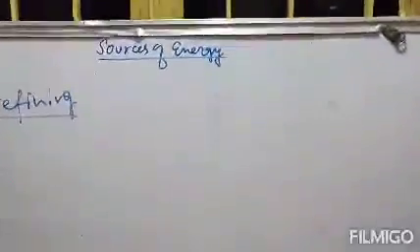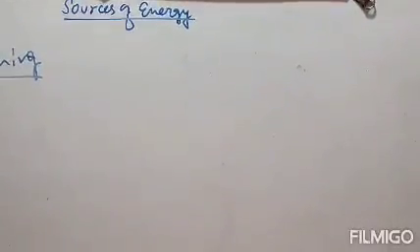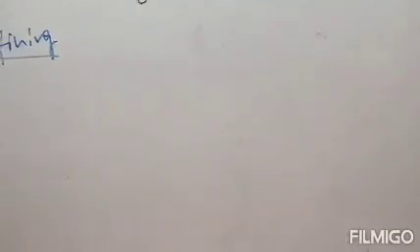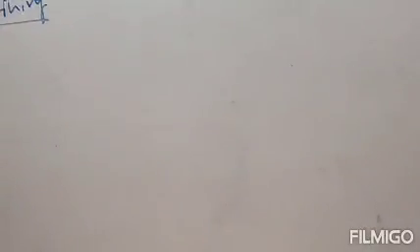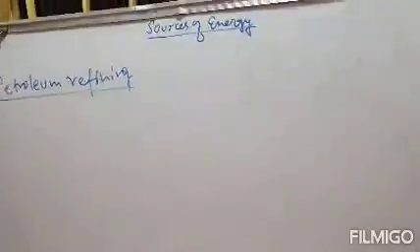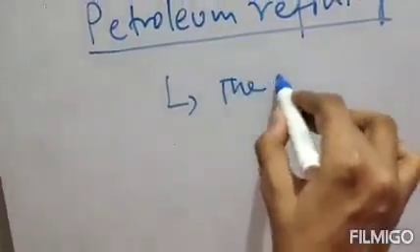So the definition of petroleum refining is the process by which the different constituents or substances of petroleum are separated. The process of separating the different constituents or fractions of petroleum is known as petroleum refining. It is a process by which petroleum is refined or separated. Clear?